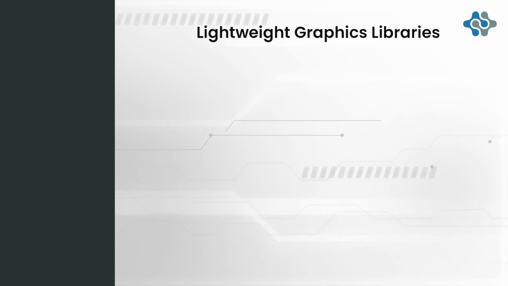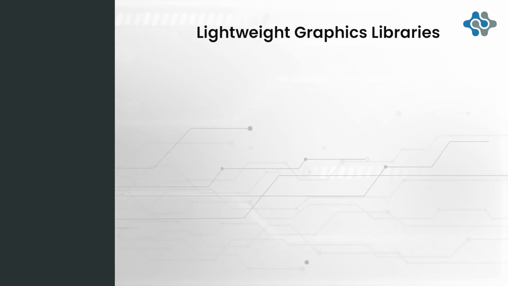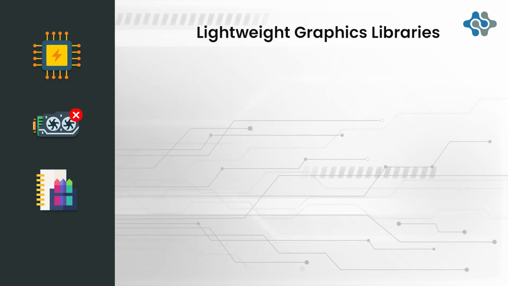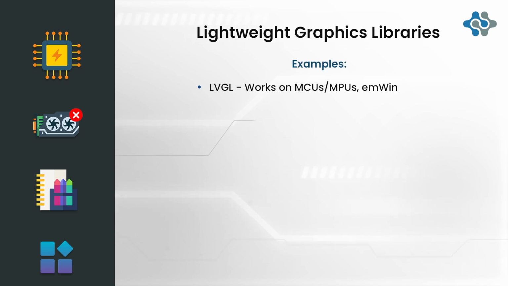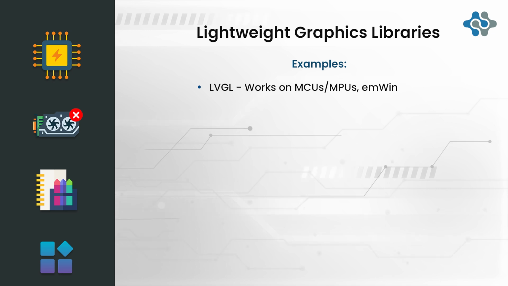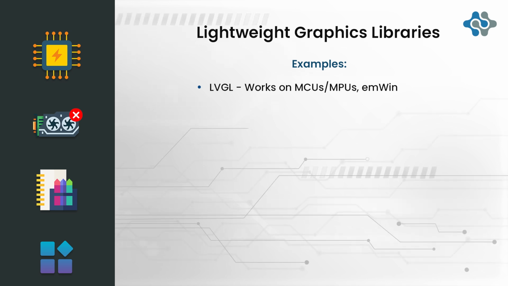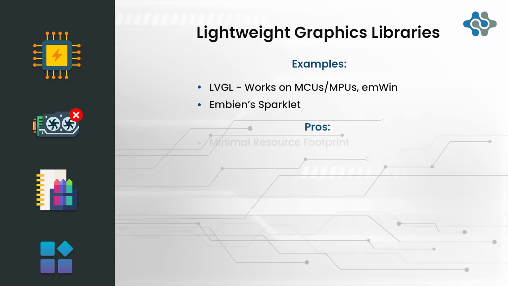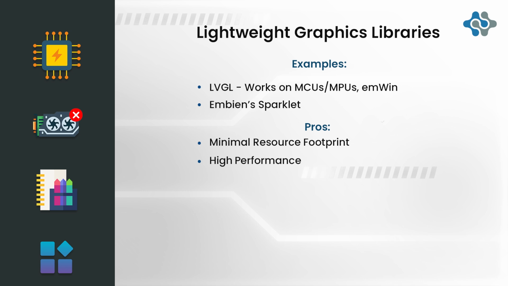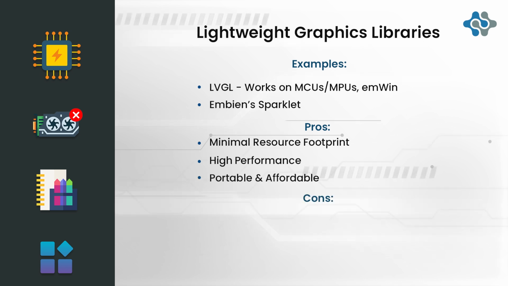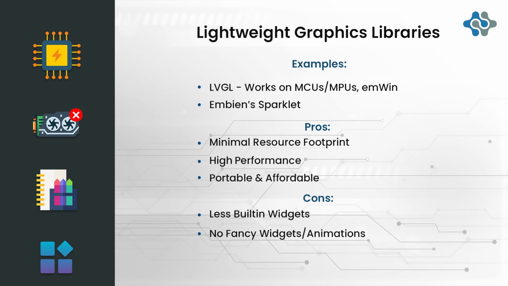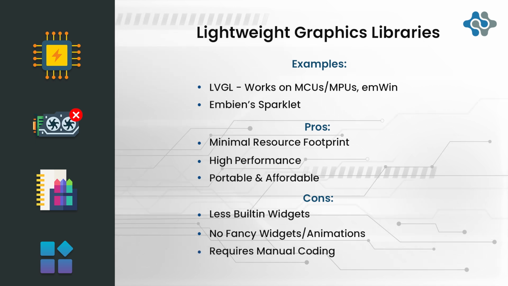Lightweight graphic libraries. Designed specifically for resource-constrained environments, including MCUs or basic MPUs without GPUs. They focus on drawing primitives and widgets efficiently. Examples. LVGL, a popular open source option written in C, works on many MCUs and MPUs. MVN is a commercial library widely used. Our own Sparklet is a very powerful royalty-free library. Pros. Minimal resource footprint, high performance on limited hardware, portable and affordable. Cons. Fewer built-in fancy widgets or animations compared to high-level frameworks, and it requires more manual coding for complex layouts.